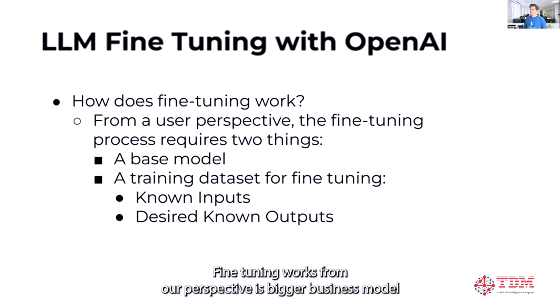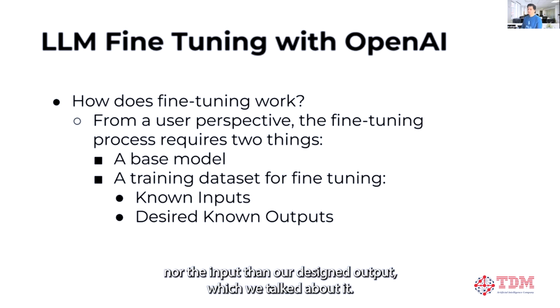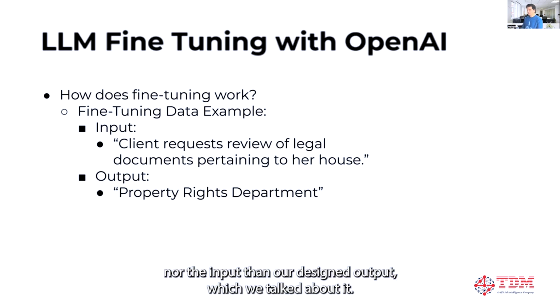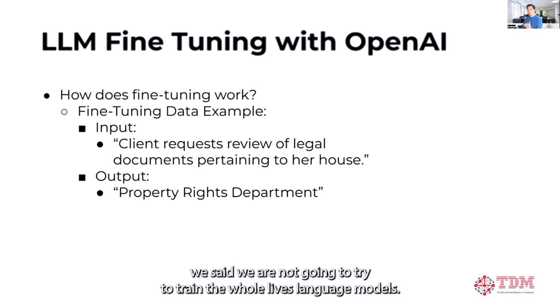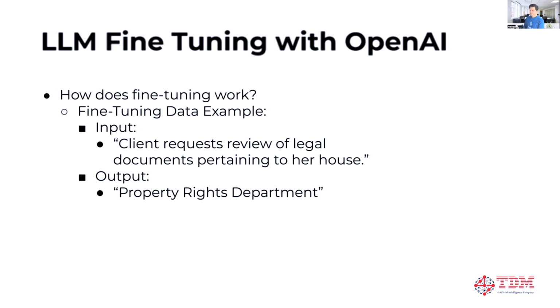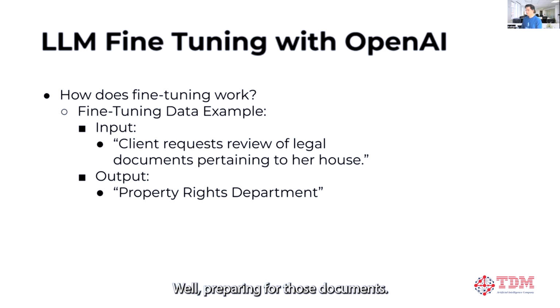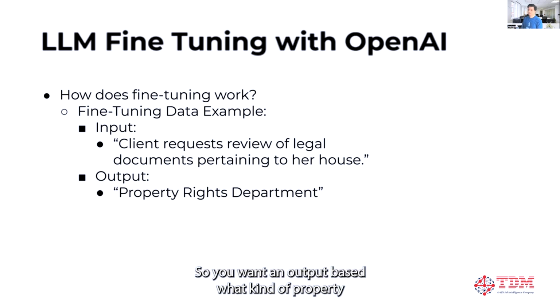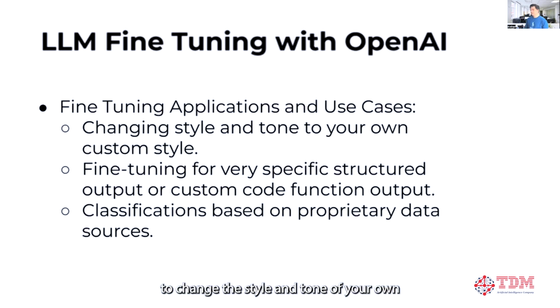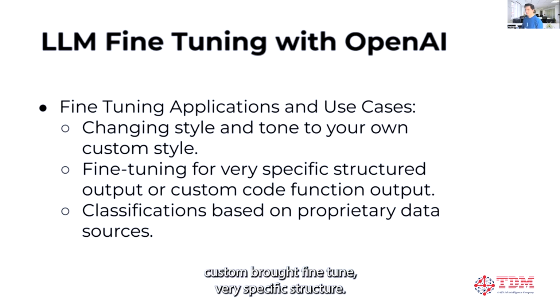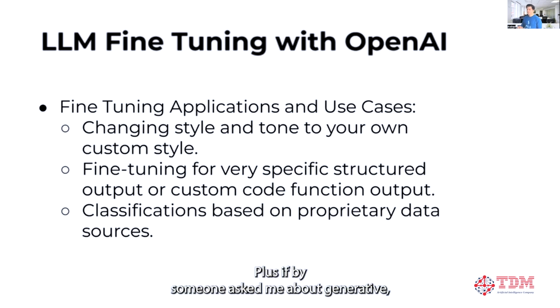How does fine-tuning work? From our perspective, you take a base model, train on the data set for fine-tuning, know the input and design the output, which we talked about. But in our case, we said we are not going to try to train the whole large language model, right? An example is fine-tuning data for client requests, review, and legal documents for preparing a house document. So you want an output of what kind of property rights department should produce this document. You can summarize, change the style and tone of your own custom prompt, fine-tune a very specific structure, and classify. Someone asked me about generative, I will come to it.